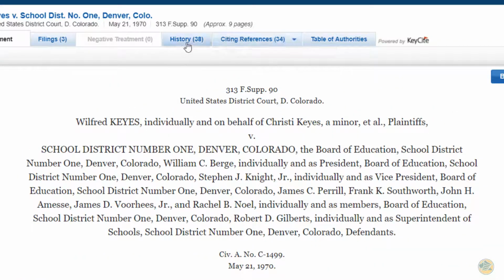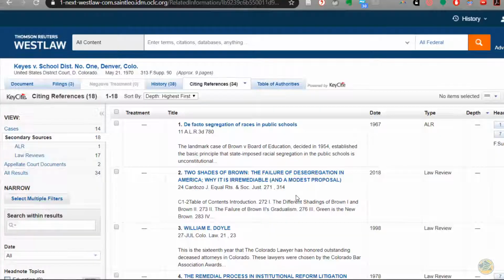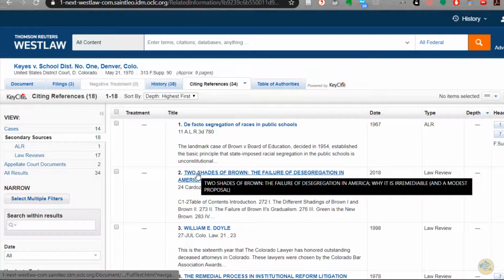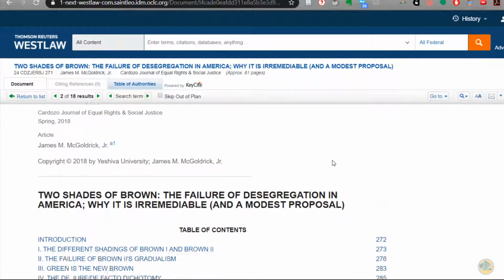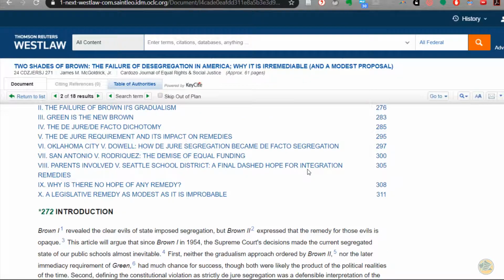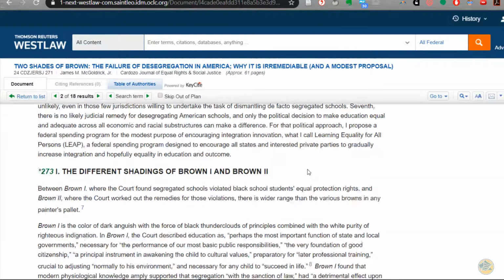Now we've already looked at the history. Now I want to look at secondary sources. What have people written about this particular case? I want to take a look at this second one, Two Shades of Brown. This gives the name of the journal, the date. It is a journal article. It gives you the table of contents, and then it goes into information about desegregation.